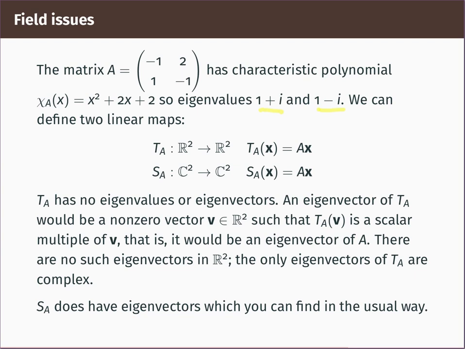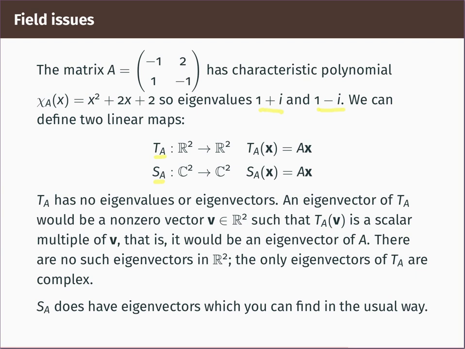And we can now define two different linear maps using the same matrix A. First of all, we'll define T_A to be the linear map from R squared to R squared given by left multiplication by A. So T_A of a vector x is just A times x again. Secondly, we'll define a map S_A from C squared to C squared, which again is left multiplication by A. So S_A of a vector x in C squared is just A times x. Now those are different linear transformations because they have different domains and different codomains.